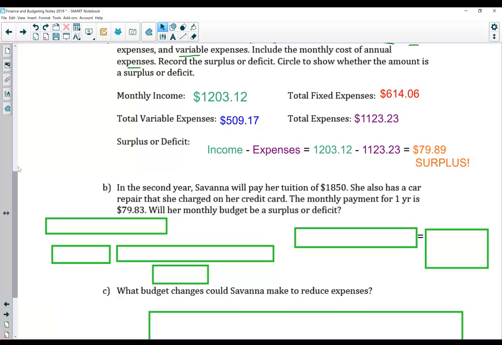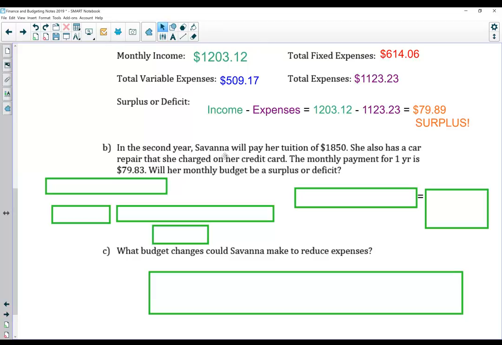B says, though, in the second year of school, Savannah will pay her tuition of $1,850. She also has a car repair that she charged on her credit card. Okay, so her car broke down and she had to repair it, which happens. And instead of her parents paying her tuition in the second year, she's paying it herself, $1,850. The monthly payment for 1 year is $79.83. The monthly payment that's on her credit card charge is $79.83. Will her monthly budget be a surplus or a deficit?